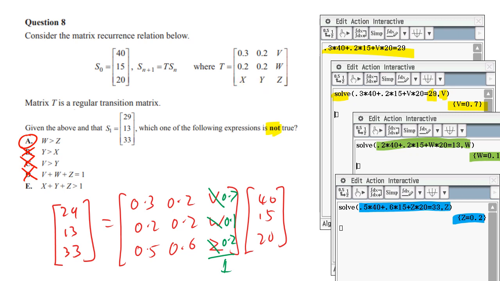And then the last one is that X plus Y plus Z is greater than 1. There's no special magical number for rows to add up to, so you should always be suspicious of that one. But if you actually do add them up, 0.5 plus 0.6 plus 0.2 is 1.3. It is true, therefore wrong.